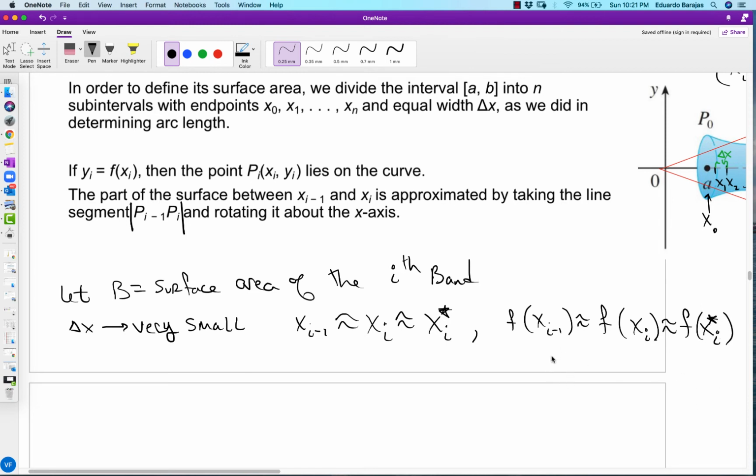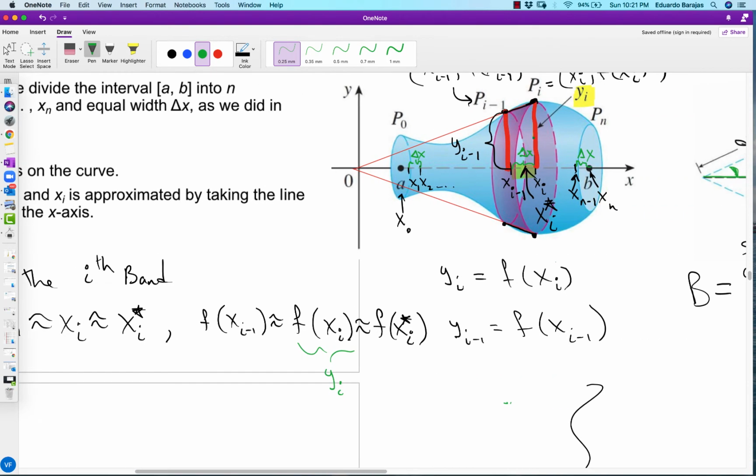Good. And notation-wise, remember that y sub i, this guy right here, we also noted as y sub i, that height, which we represented as our radius, right over here. Y sub i is that height. That's this. And then that one is y sub i minus 1. So we'd refer to this guy as some y sub i star. Okay, and so they're all approximately equal to each other as well.